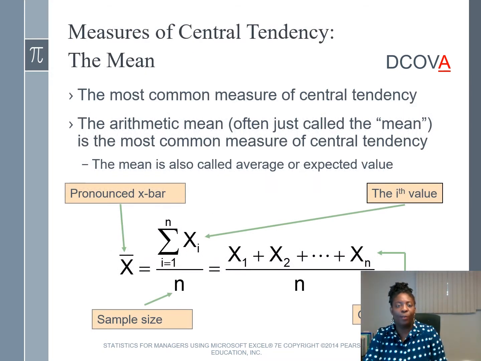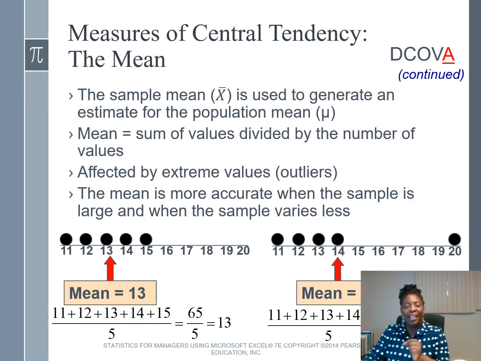The most popular measure of central tendency is the mean. It's the arithmetic mean. It's called average in some circles. It is the sum of all the values divided by the number of values. The mean is represented by x bar if it's the sample mean, and if it's the population mean, we use the Greek sign mu to represent it.